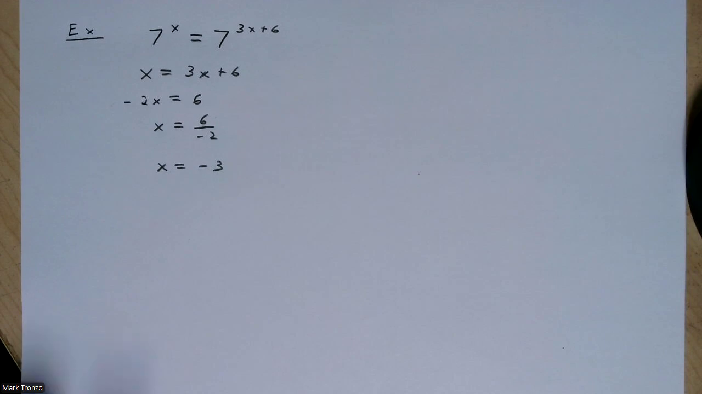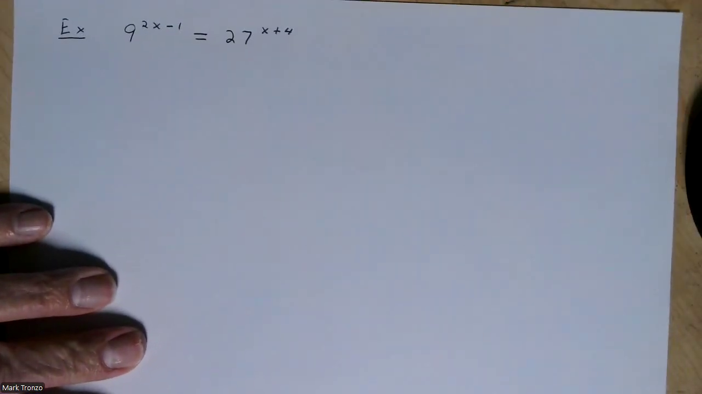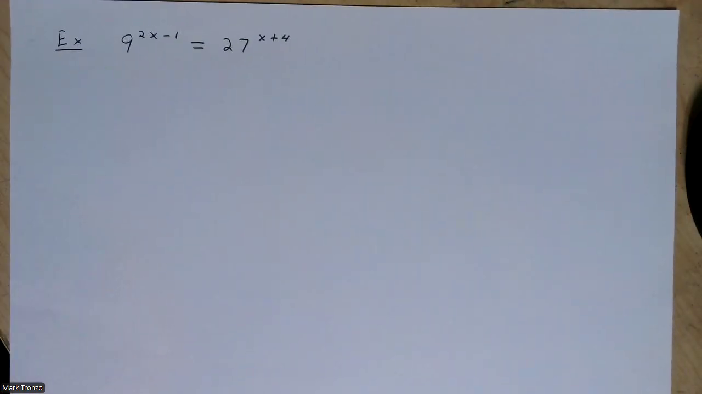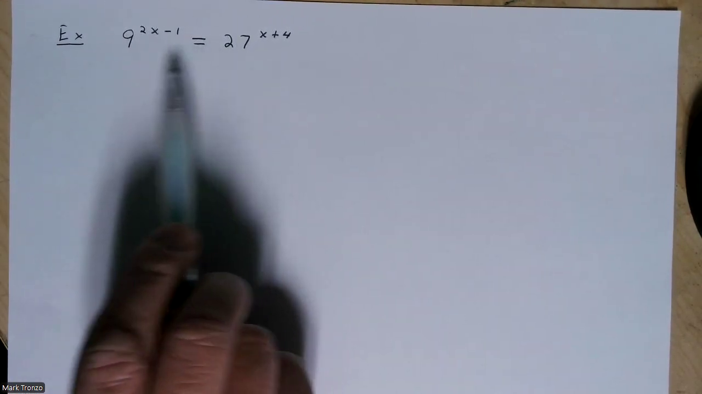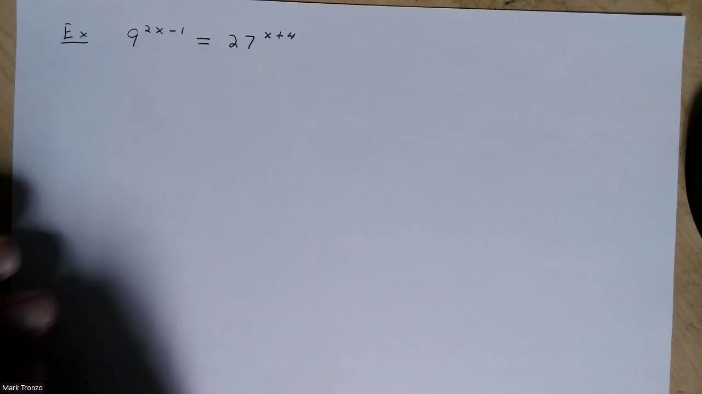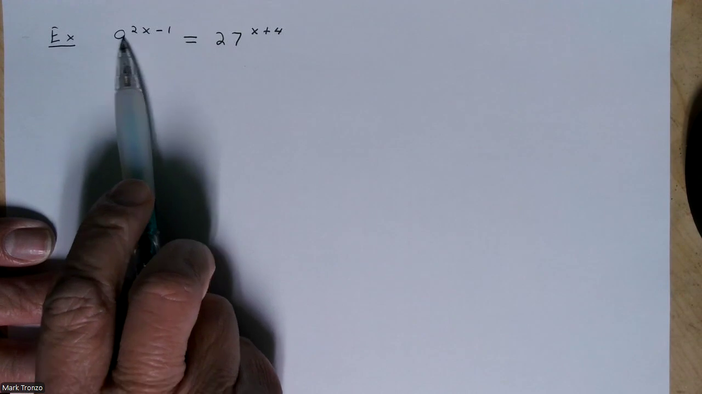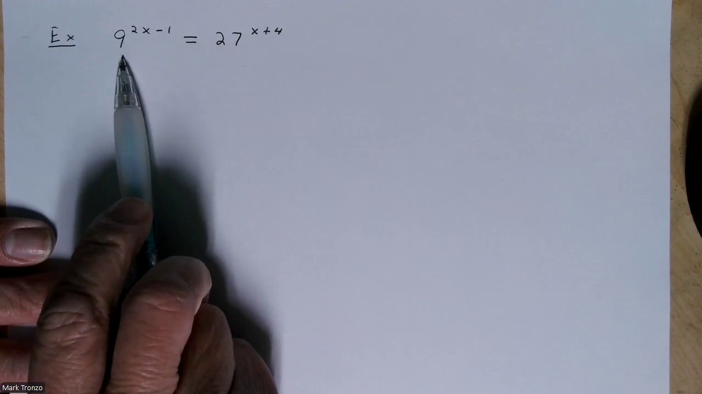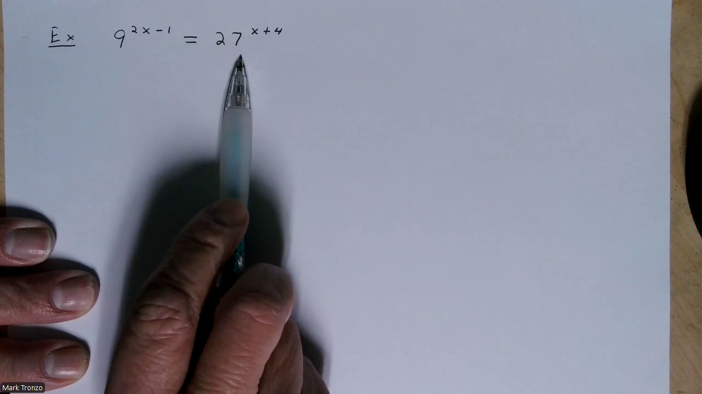Now suppose we have the case in which the bases are not the same. In some of those cases, we can in fact still make them the same. So let's say we have a problem like this. So here, 9 is not equal to 27, so we can't just do this directly. So we're going to have to do something here. But remember that 3 squared is 9 and 3 cubed is 27.